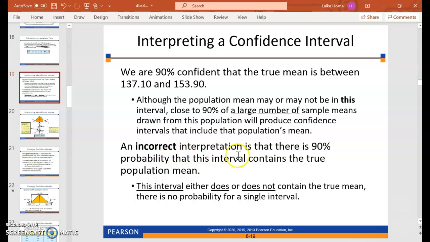So an incorrect interpretation, you have to be careful, is that there is a 90% probability that the interval contains the population mean. This interval either does or does not contain the true mean. There is no probability for a single interval. We're just saying that close to 90% of a large number of sample means drawn from the population will produce this confidence interval. So be careful there. We can't guarantee that the population mean is going to fall within that.